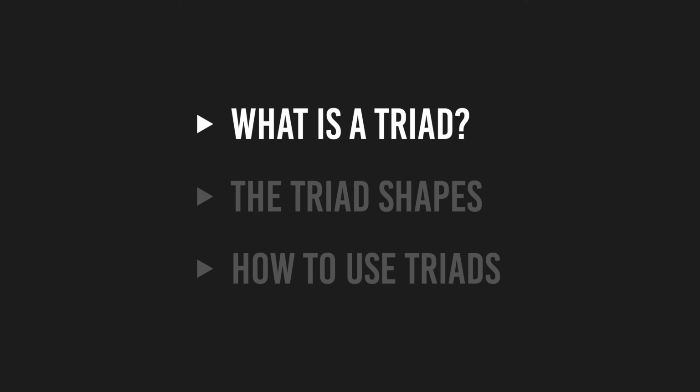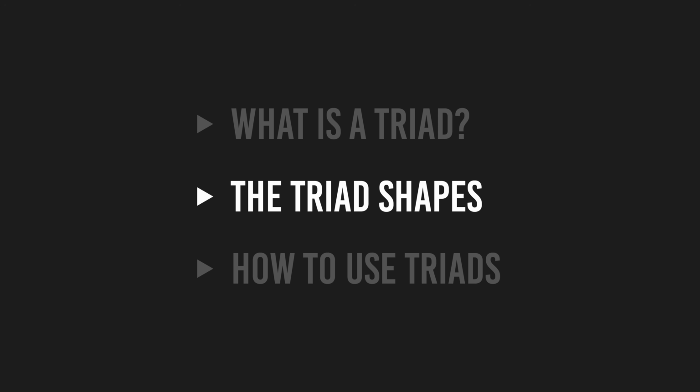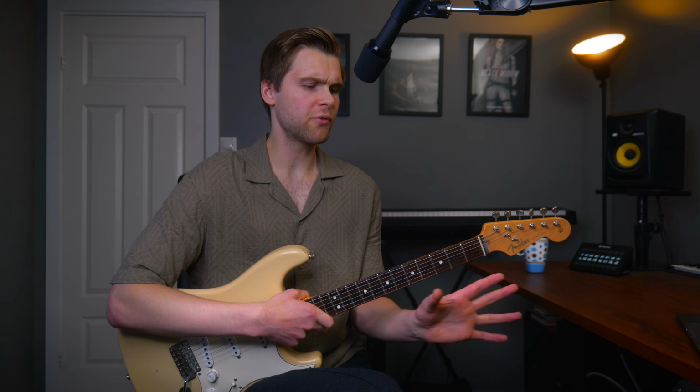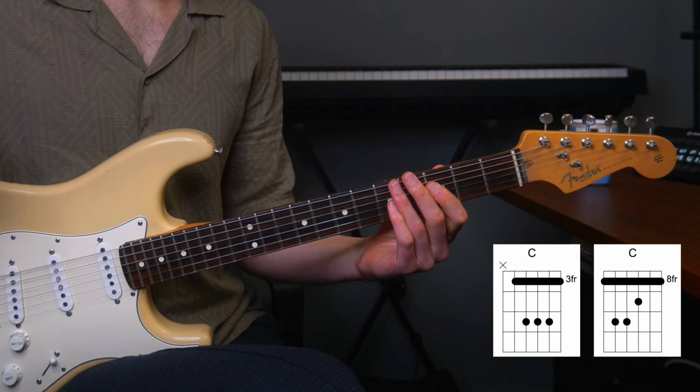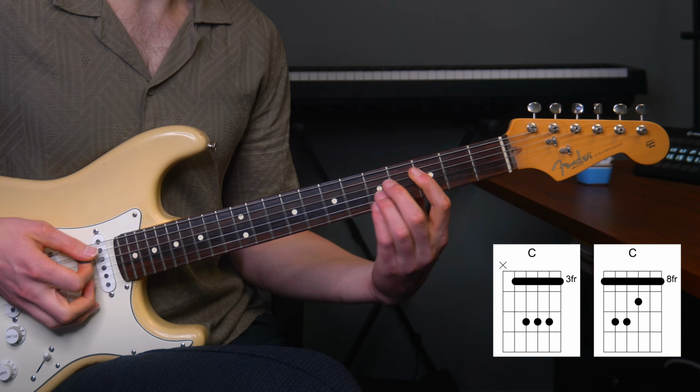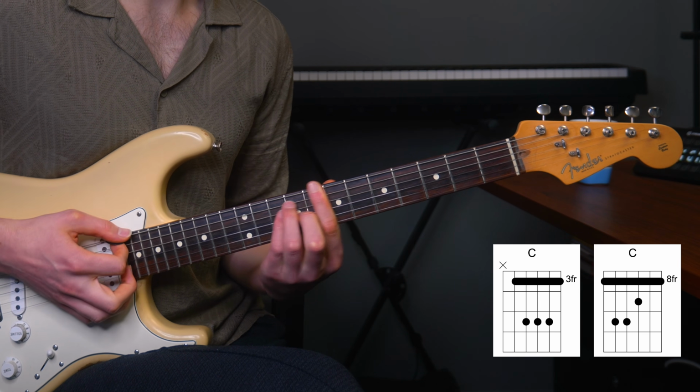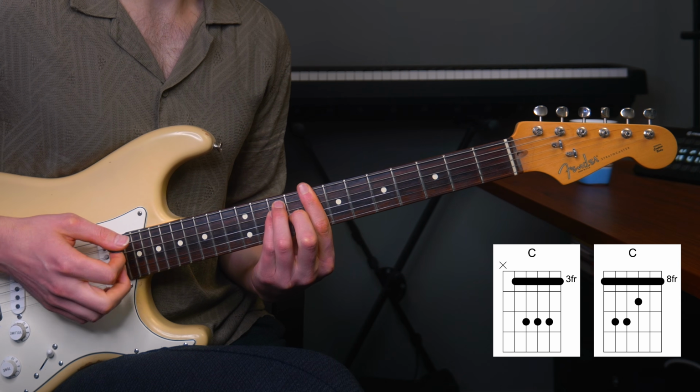Now we understand what a triad is, so it's time for the good stuff, the triad shapes. As mentioned, there are different triads, but we're going to focus on the most important ones, major and minor, because they are the most useful, really. And triads will be easier if you know some basic bar chords, like these. That's just because bar chords and the triad shapes are very similar, but no worries if you don't know the bar chords yet. Let's start with the C major triads.